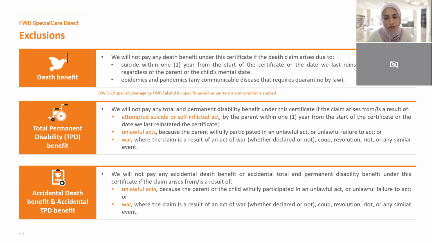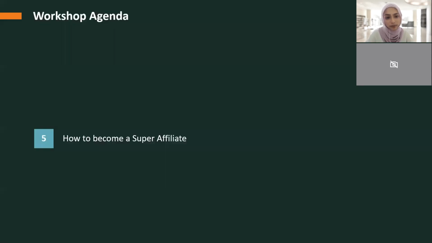But once that relief fund is either finished or it expires, we do not cover for epidemics and pandemics under this plan. For the total and permanent disability benefit, we do not cover for attempted suicide and self-inflicted acts within the first year. We do not cover for unlawful acts and war as well. And for accidental death or TPD benefit, we do not cover for unlawful acts and war.